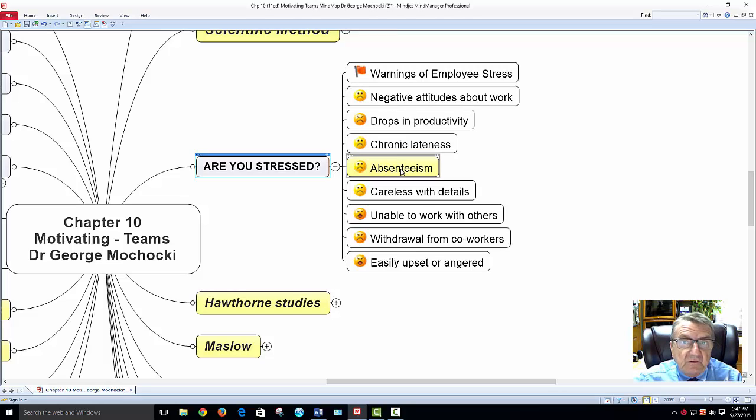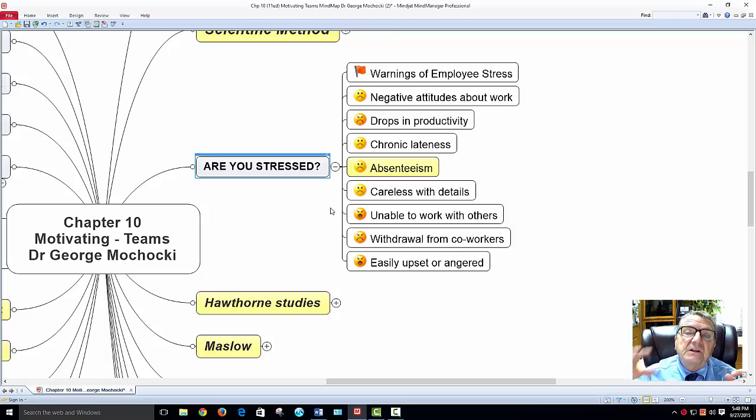Cutting classes or absenteeism at work. That's a sign that could be a bit of stress, or it could also be drug or chemical abuse, all right? For the weekends, carelessness about details, unable to work with others, withdrawn from coworkers, easily upset or angered.